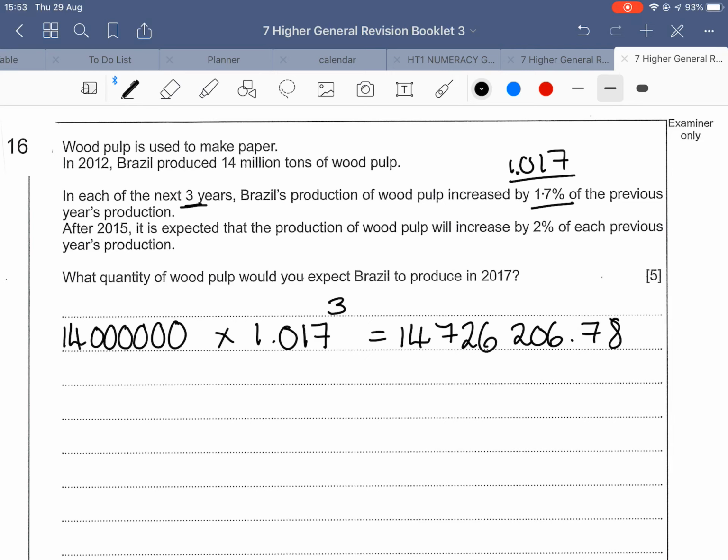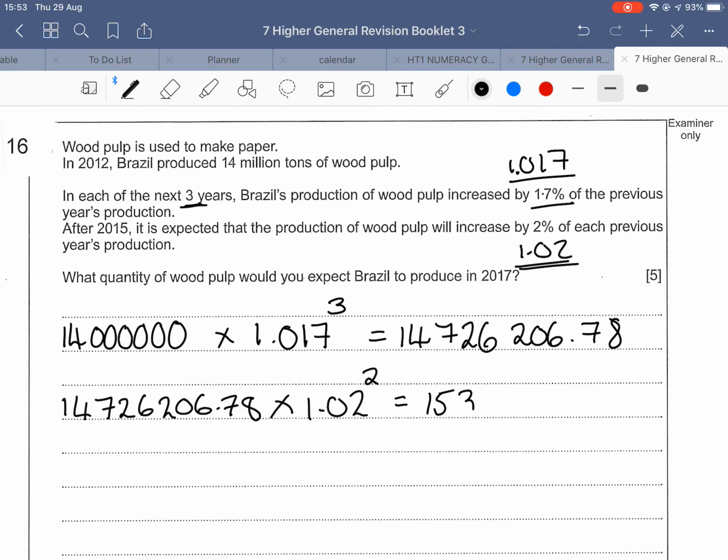After 2015, it's expected the production of wood pulp will increase by 2% of each previous year's production. So now we've got our new 100%, add our 2%, 102%. Decimal 1.02. So we've got a multiplier. So we use this lovely number, 14,726,206.78, our amount, times it by the multiplier to the power of how many years? Oh, 2015 to 2017. You have to work that out. It's 2 years, which is 15,321,145.5. There are some lovely numbers there. I'd probably make a mistake and write something wrong or backwards.